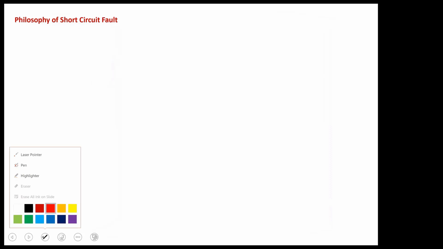The first topic for today is: what is the philosophy of a short circuit fault? Why are short circuit fault currents higher? What creates the severity when a short circuit occurs in a power system network?